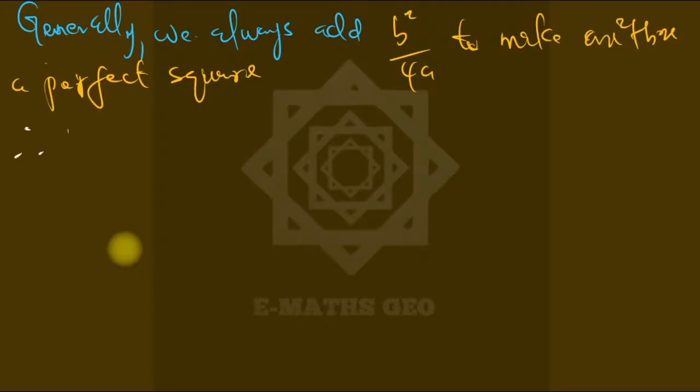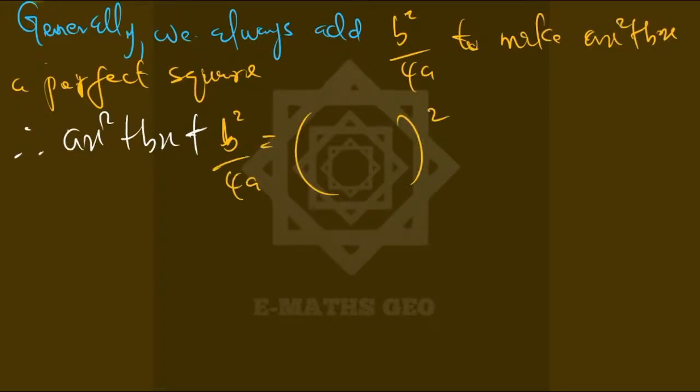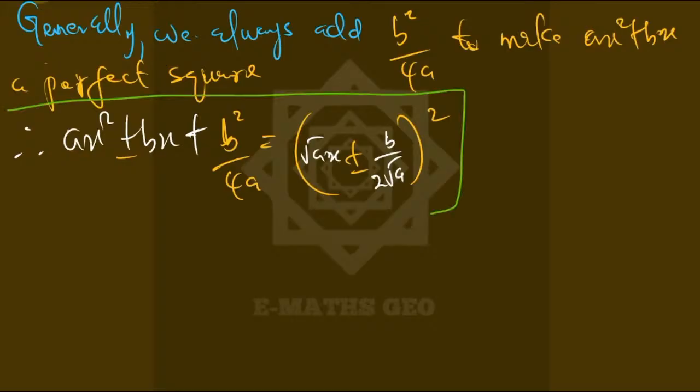Therefore, for a quadratic function to be a perfect square, we need to add b squared over 4a, remember, plus or minus. So whatever is inside will now be the square root of this, which is root a times x, and the square root of the last term, which is b over 2 root a. That's very important, because they might ask you to complete the expression. So aside from knowing what will be added to make it a perfect square, we need to know the resulting perfect square.